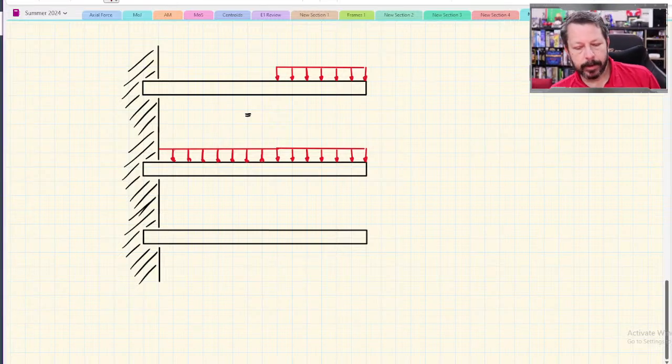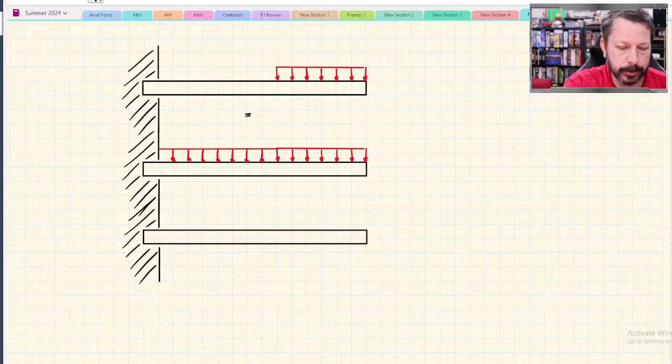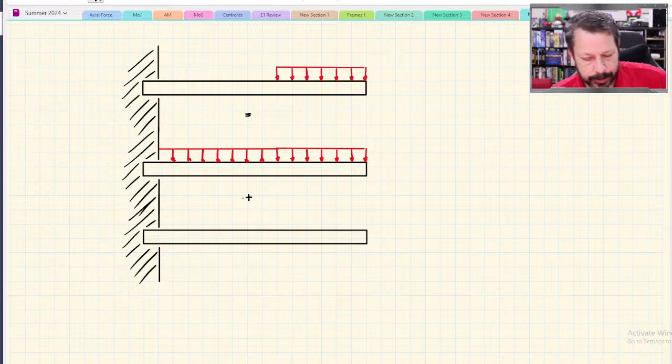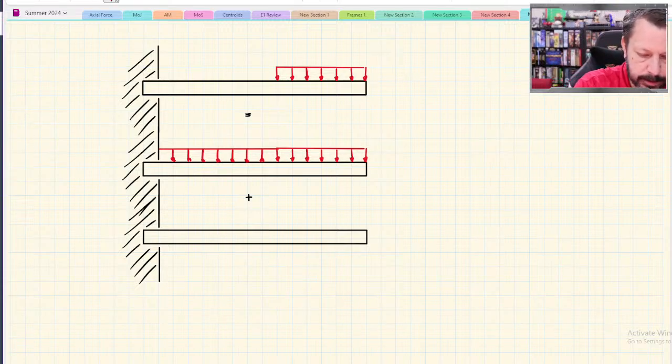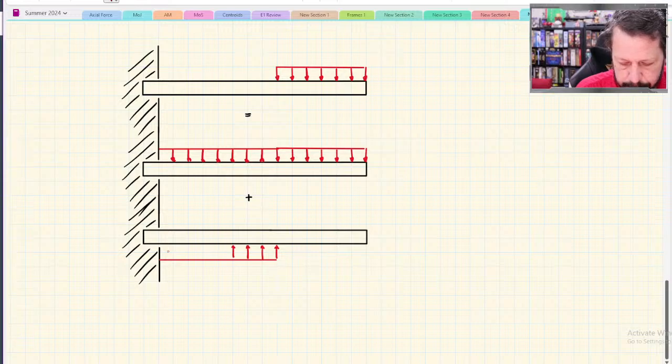But what we actually want only has the distributed load at the far end, and it doesn't make it all the way to the wall. So what we actually need to do is somehow eliminate this part of the distributed load that touches the wall. So what you do is, I'm going to draw it underneath here. You could think about it this way, or you could do a subtraction.